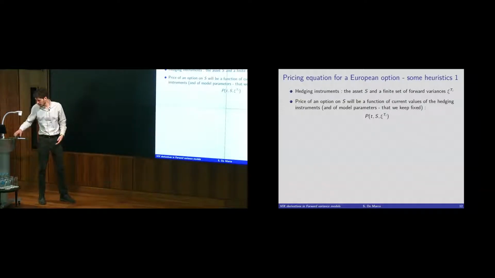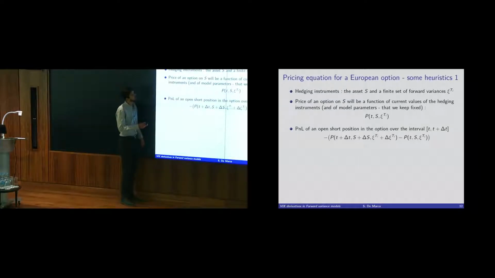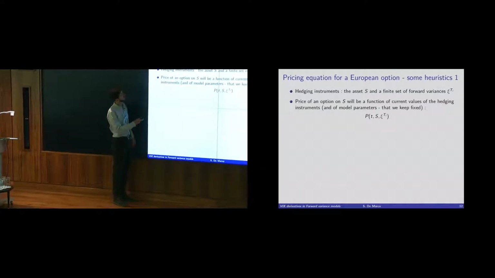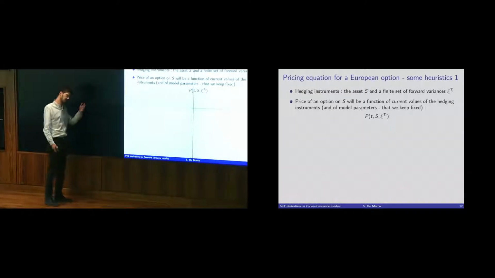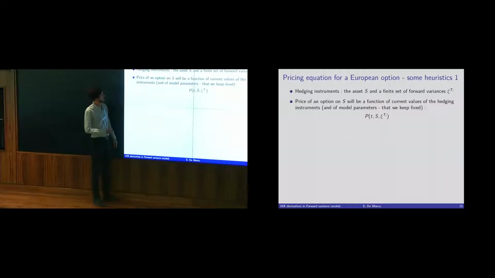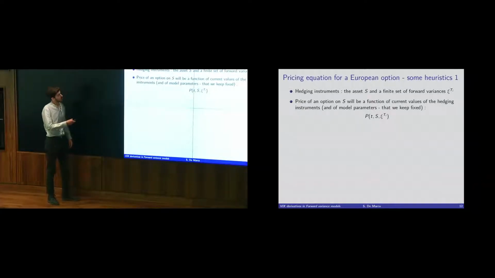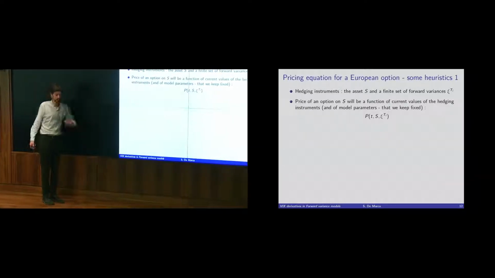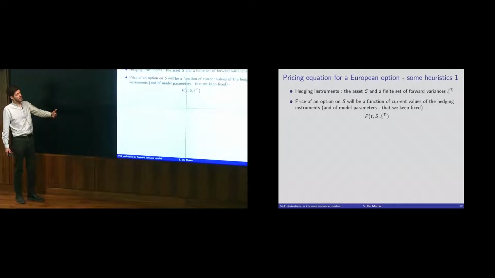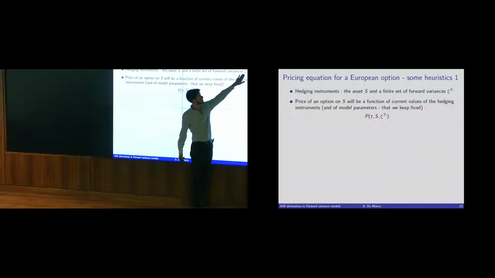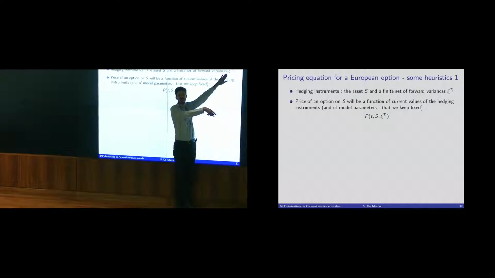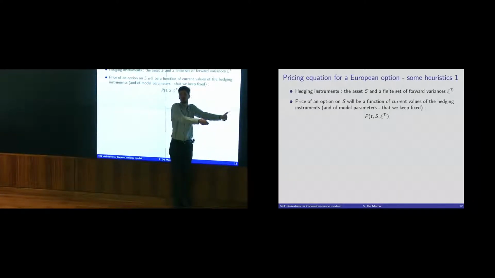So consider we are an option desk that is managing an exotic, not even an exotic, a European option on S. We have a certain amount of hedging instruments and we choose to hedge with the asset S itself and a finite set of these forward variances. As I showed you, these forward variances, what I call capital V, can be traded. So officially our portfolio can be built with forward variances, capital V, T_{i+1}. These forward variances can be built with variance swaps.